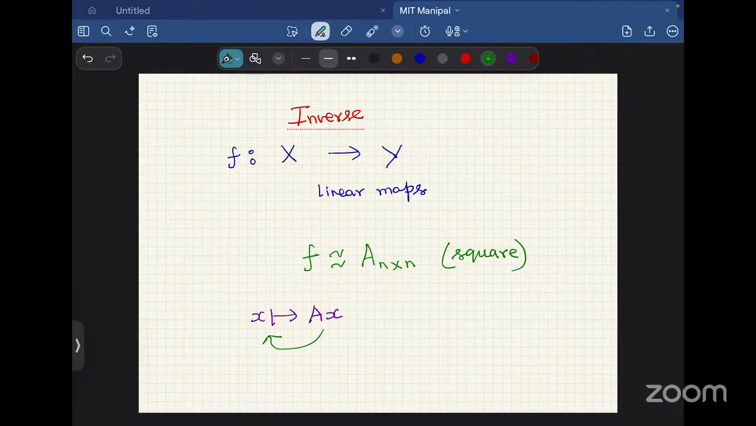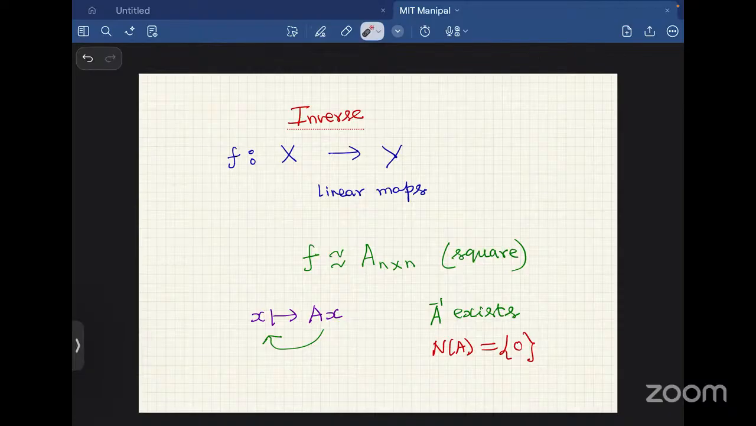By using the rank-nullity theorem, in order to check whether the matrix is invertible, whether A inverse exists or not, we can check whether A is one-one, because if the null space of A is a singleton, only 0 goes to 0. As we consider a linear map between two equal dimensional spaces, by the rank-nullity theorem this itself characterizes the invertibility of a matrix. So for a square matrix, A inverse exists if and only if the null space of A is the singleton {0}.